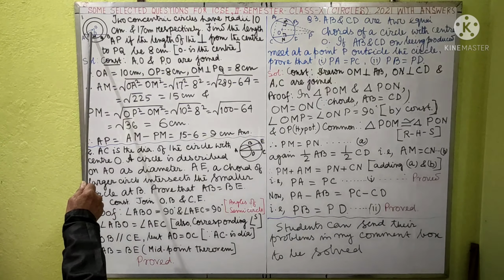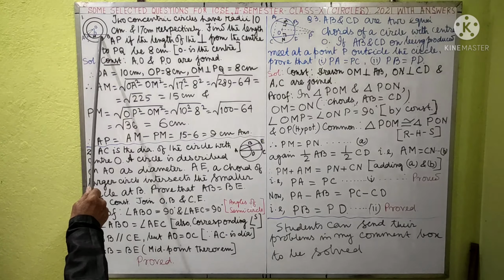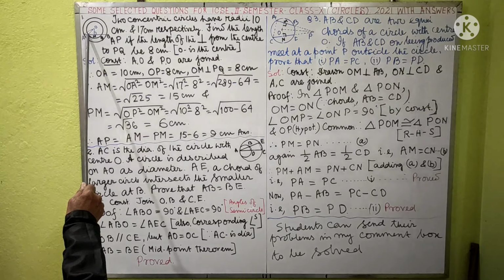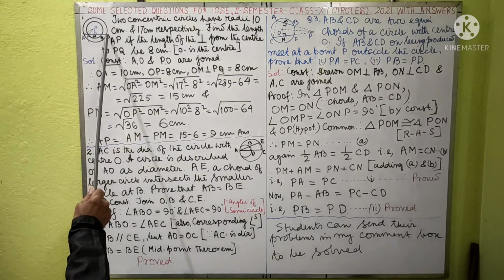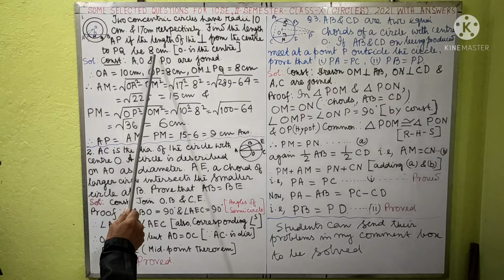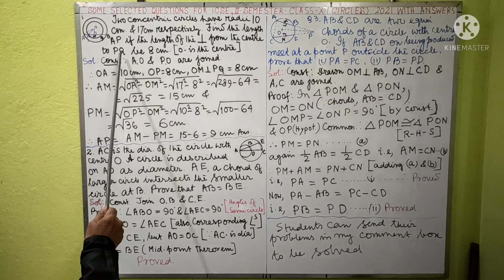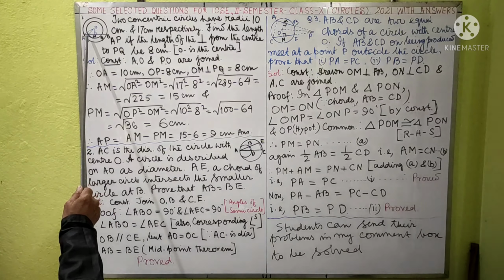centimeter. The perpendicular from O, that is the center, to the PQ, that means this chord, is 8 centimeter, and O is the center. We have to find out the length AP, A to P, this part.